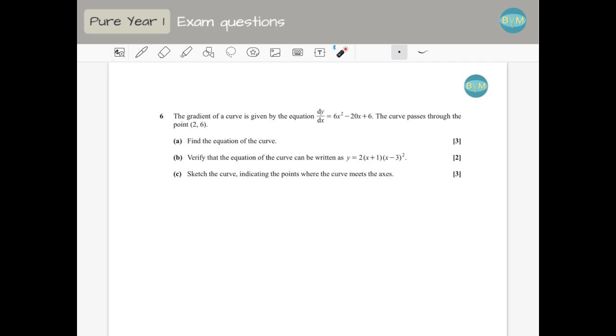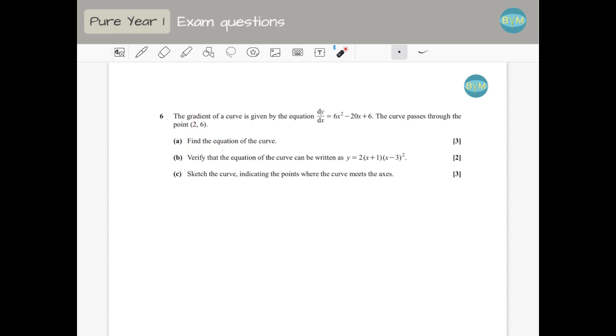Hello, this is question 6 on your June 2022 paper from OCR MEI, the AS paper. We have the gradient of a curve given by this equation, and the curve passes through this point. Find the equation of the curve.